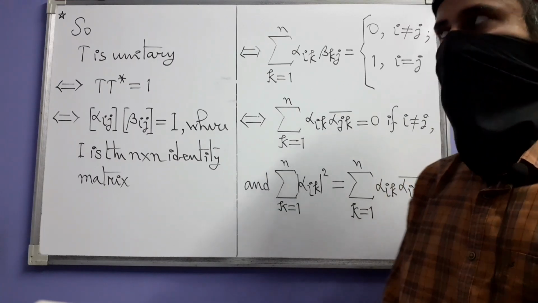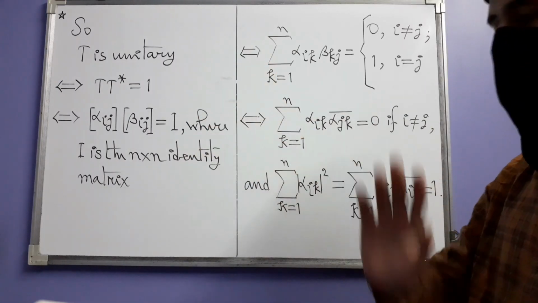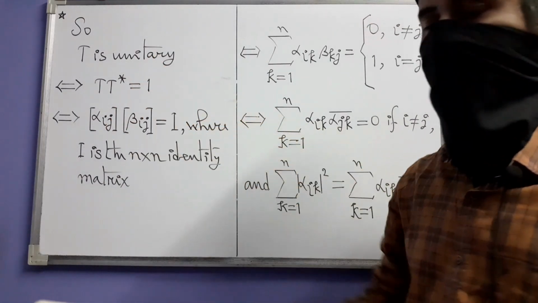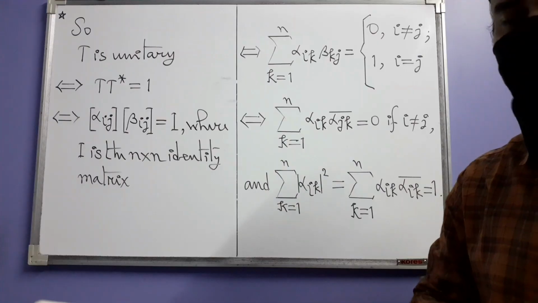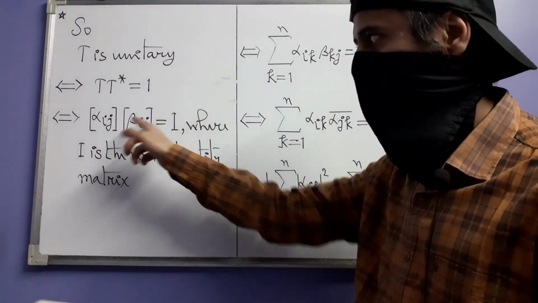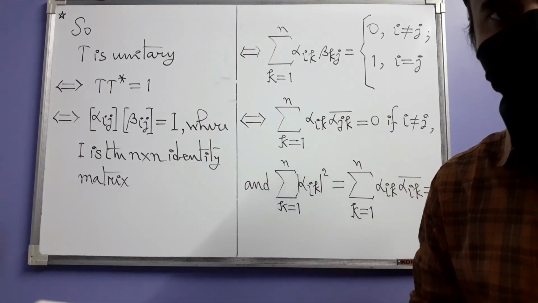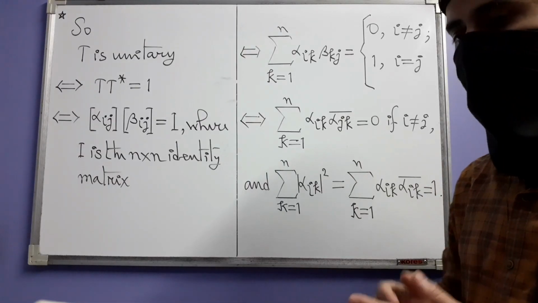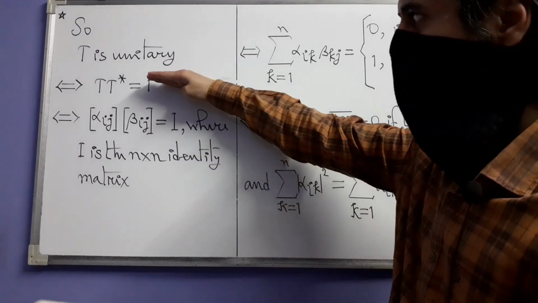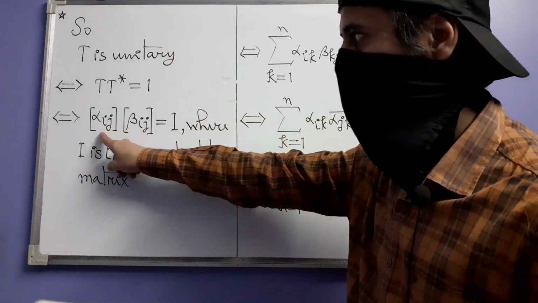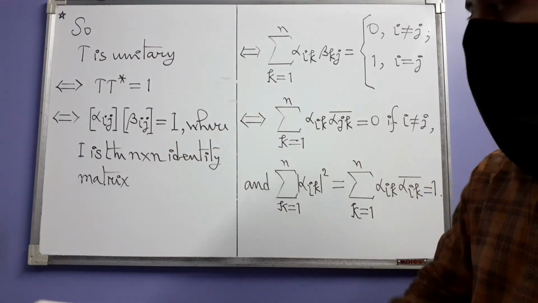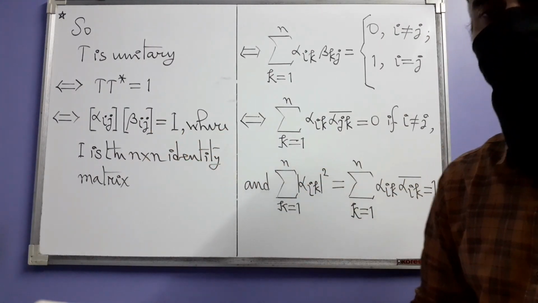And from that theorem we get these equivalences. T is unitary if and only if T star T is equal to 1, as we saw in that lemma. Next we write things in terms of matrices. Because matrix algebra and operator algebra are isomorphic, this happens if and only if the product of the matrices for T and T star equals I, where I is the n by n identity matrix.